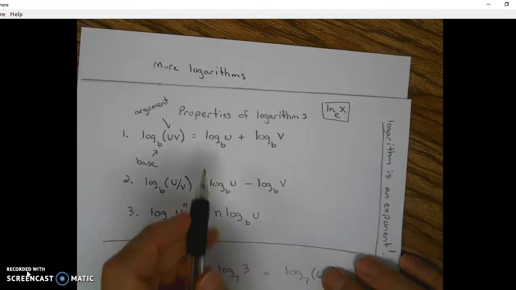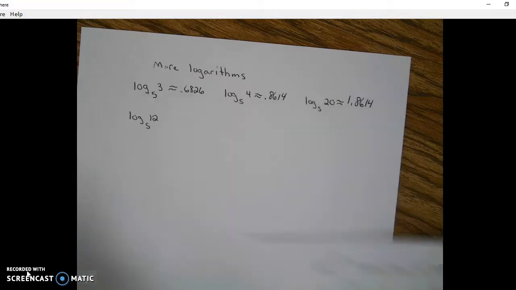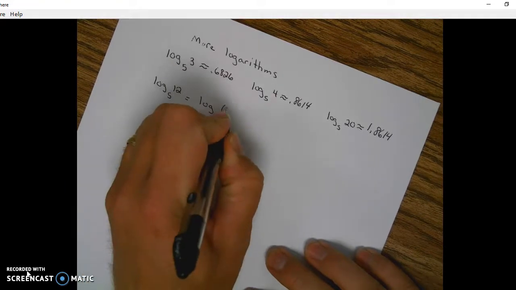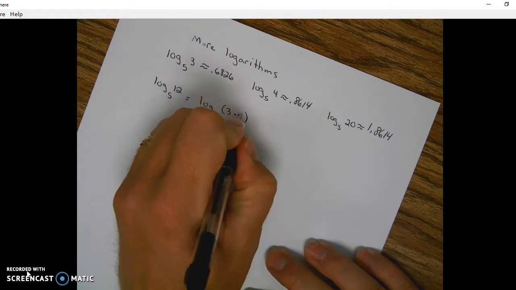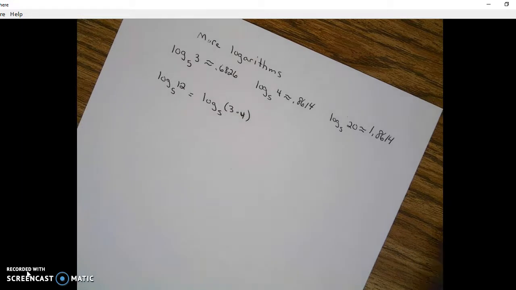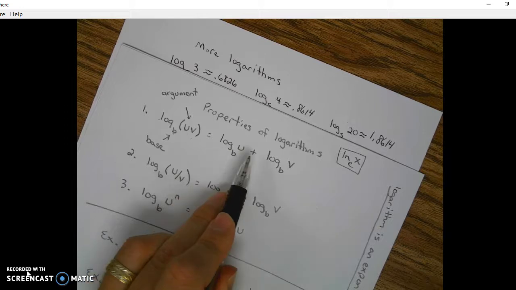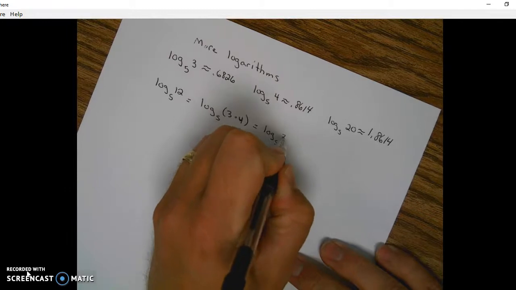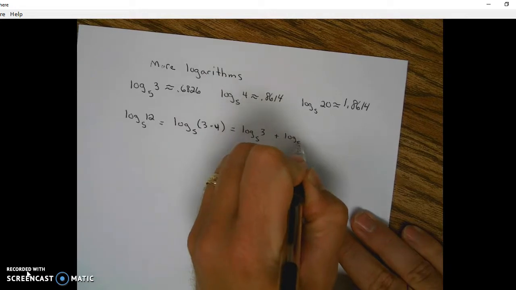So we would be using this property right here. We would break that 12 into 3 times 4, so this would be log base 5 of 3 times 4. Then using this property right here, we're going to split it up, expand it into addition. So log base 5 of 3, the first argument, plus log base 5 of 4.